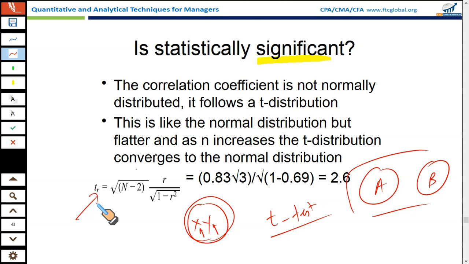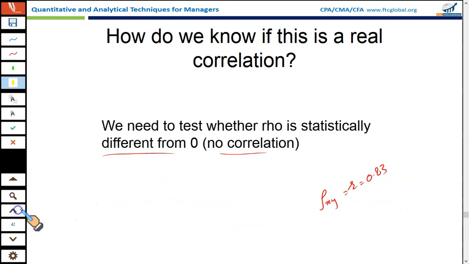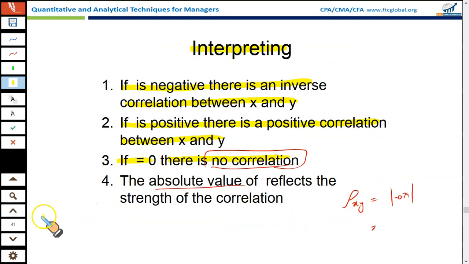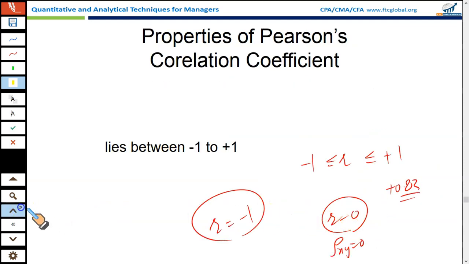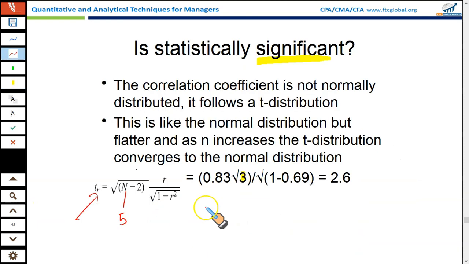So when you use this formula, you input the values. What values are you going to input? Here we go. N was our sample size, 5. 5 minus 2, 3. Alright. The coefficient of correlation, right here, 0.83 from the previous slide. Yes, 0.83.